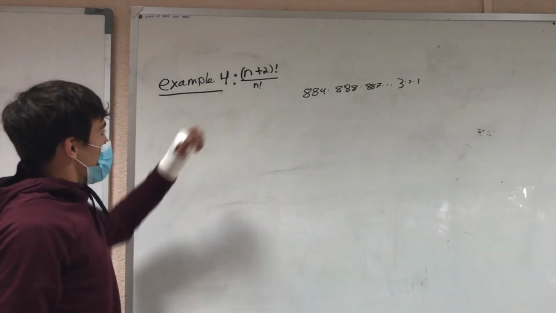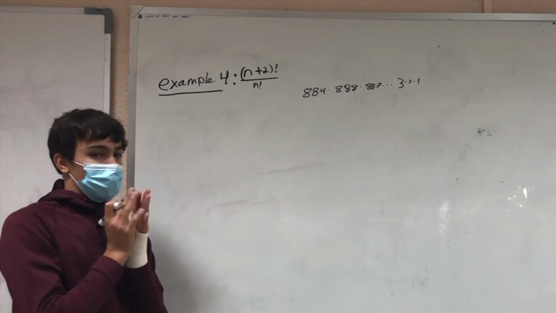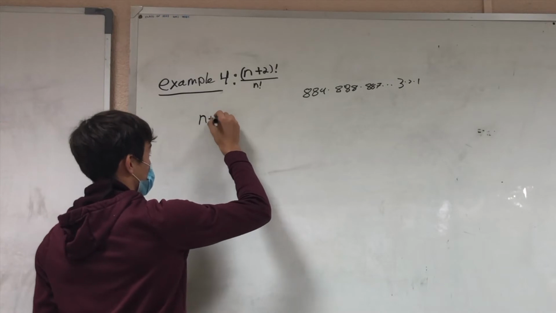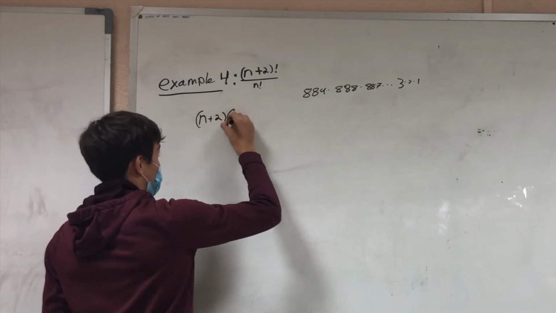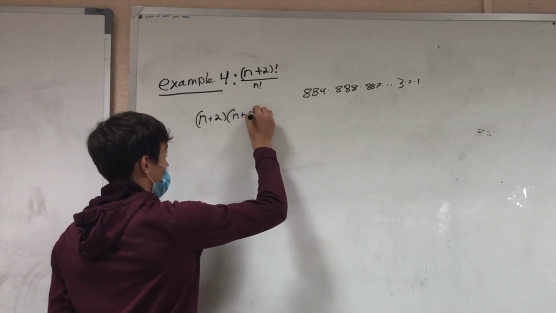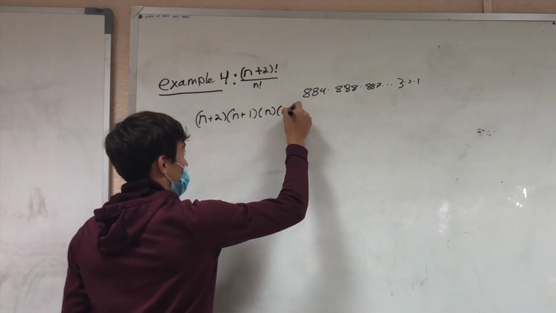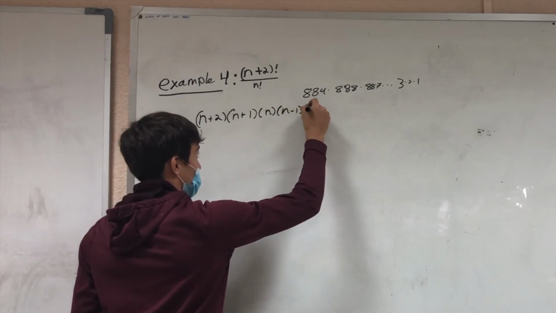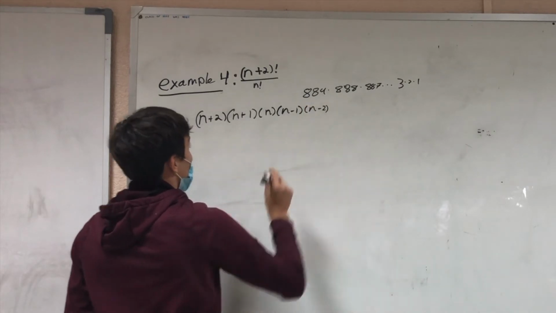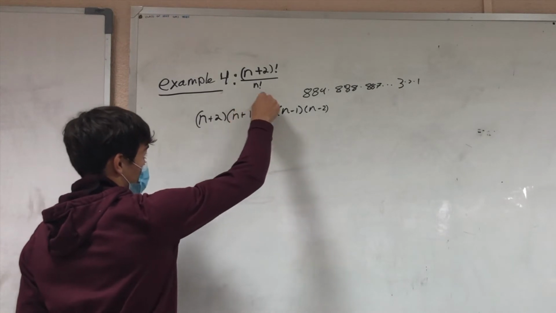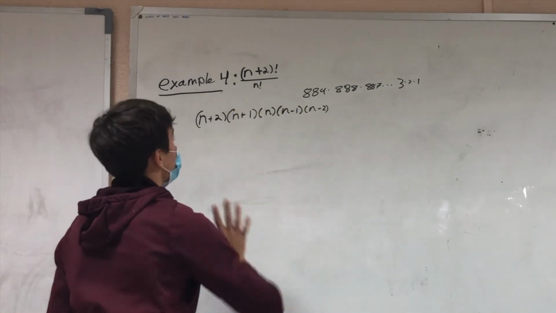So then, let's look at n plus 2. Oh wait, it's addition. So what are we going to do? We can rewrite it: n plus 2 times n plus 1 times n times n minus 1 times n minus 2. Does everyone see how I got that? You do subtract 1 here, subtract 1 again, and again, so on and so forth.